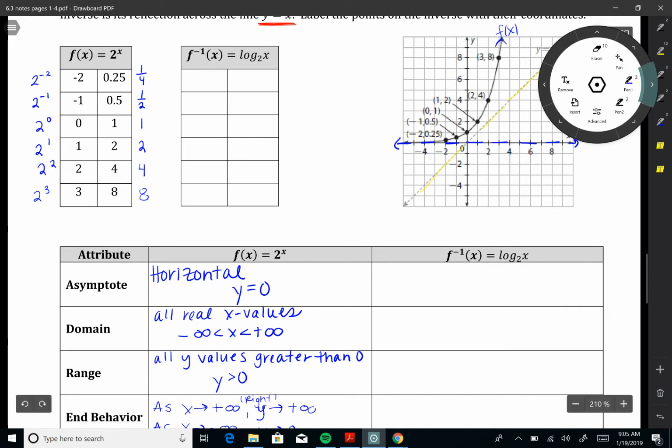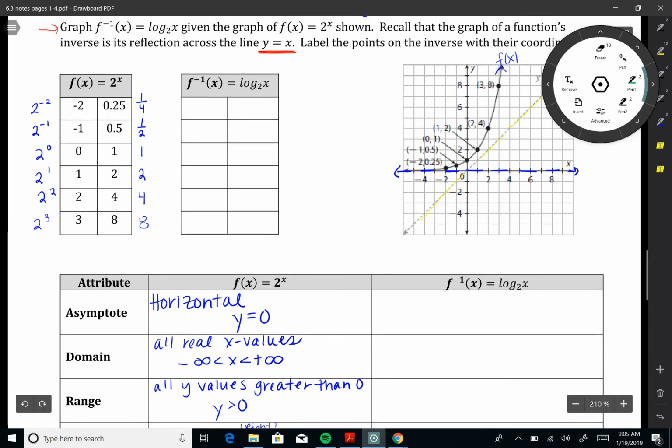So the easiest way to graph an inverse is just to reverse the domain and range. So we're switching the x and y values. Basically, I'm going to take this column of outputs and make it the inputs. And I'm going to use fractions. So I'm going to put 1/4, 1/2, 1, 2, 4, 8. And we could fill this out without even using the table before us.